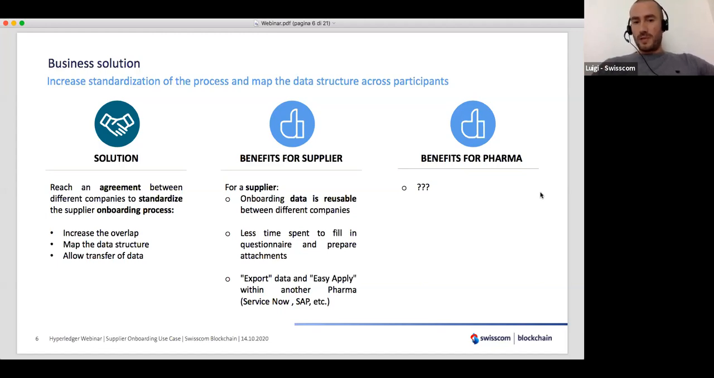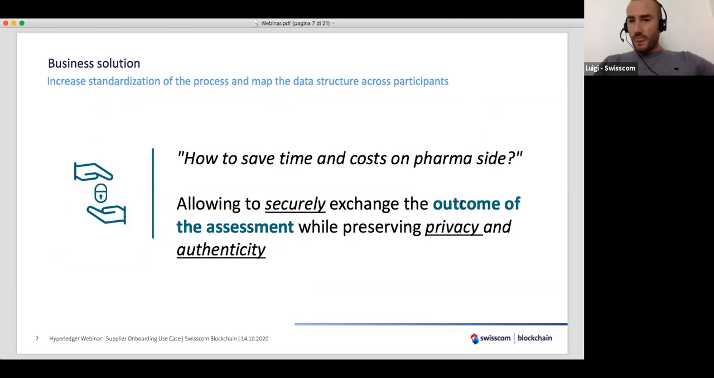So from a supplier perspective, adding those three capabilities within a solution, the benefits are quite clear because it simply means that I as a supplier don't have to fill up this data over and over again. But there's still one open question. How can we also save time and cost on pharma side? And the answer that we defined is this one that you can read in this slide.